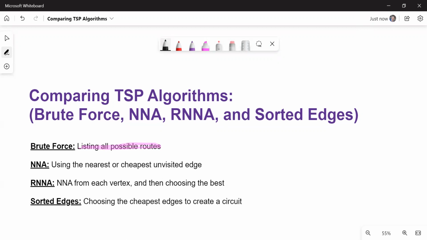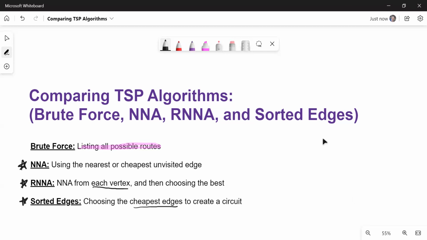The techniques that we're really going to focus on in this video are the nearest neighbor algorithm, NNA, where we pick a starting spot and then go to the next nearest or cheapest edge each time. The repeated nearest neighbor, where we do the NNA process, but from each vertex in the graph, and then we choose the best of those. And then the technique we did in the last video, which is the sorted edges technique. We don't worry about a starting spot. We just grab the cheapest edge each time so that we create a circuit. And the only issues there were when we were trying to avoid a vertex of degree 3 and not to close the circuit before we get done.